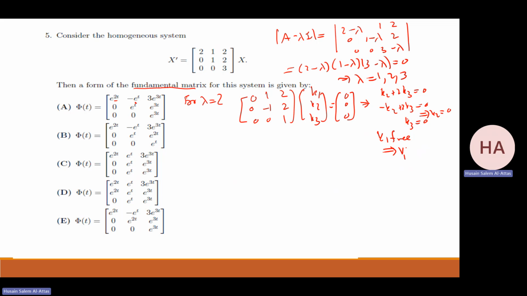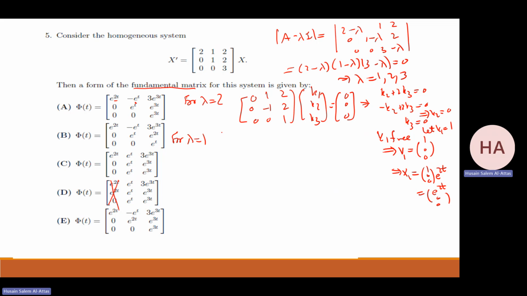So I let v1 be 1, 0, 0. Let k1 equal 1. So x1 will be (1, 0, 0) e to t, in other words, e to t, 0, 0. So this is x1, which is true for all of them, well, except this one. So this is wrong.